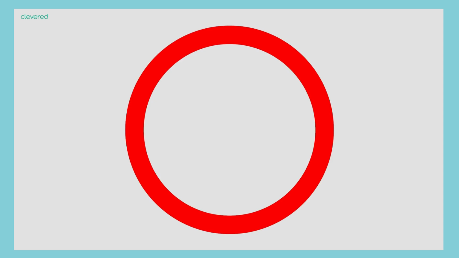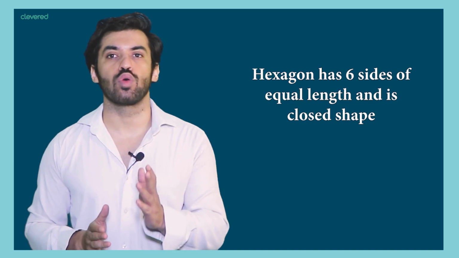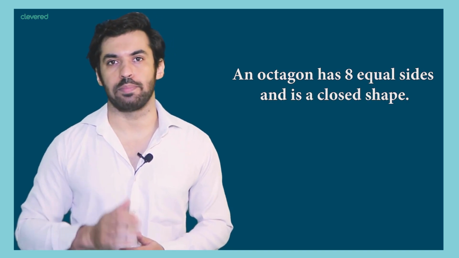Welcome to the next chapter, that is Fun with Turtle Coding. Here you will be doing some activities using Turtle programming. In last class we tried to draw some shapes like hexagon, square, circle and many more. As we know, hexagon has 6 sides of equal length and is a closed shape. Similarly, an octagon has 8 equal sides and is a closed shape.